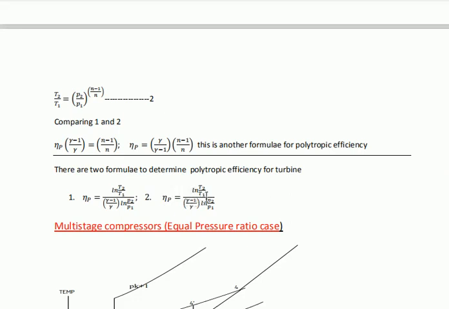So this was wrong earlier, and we have to write these equations instead of that. This is about the polytropic efficiency for the turbine as well as the compression.